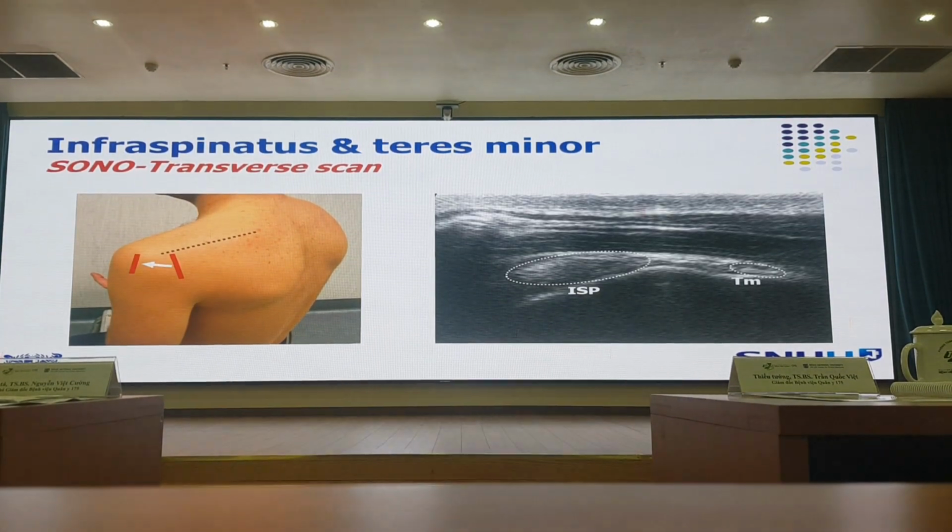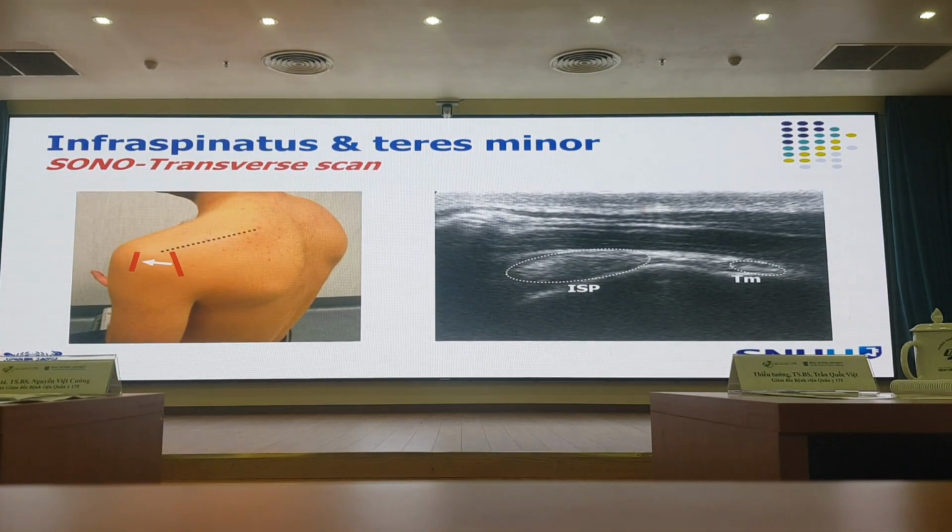And to find the tendon portion, I move the probe more laterally to find it.